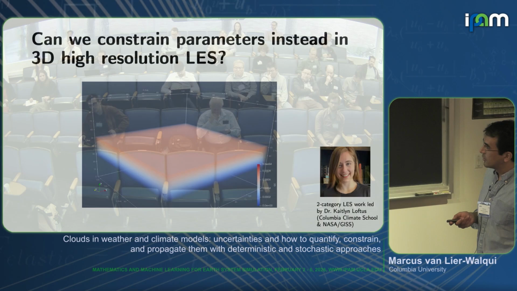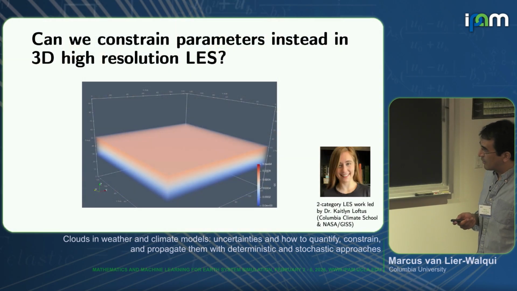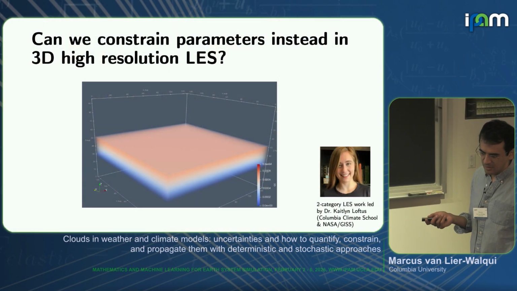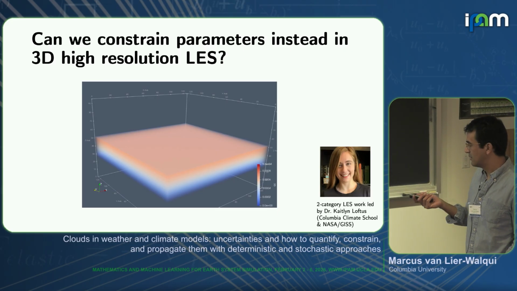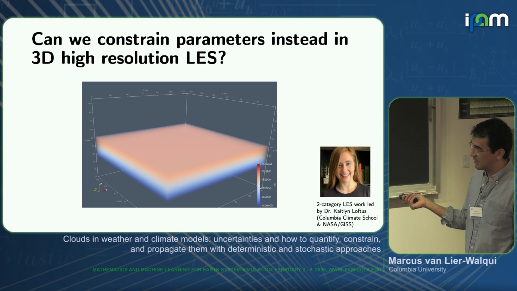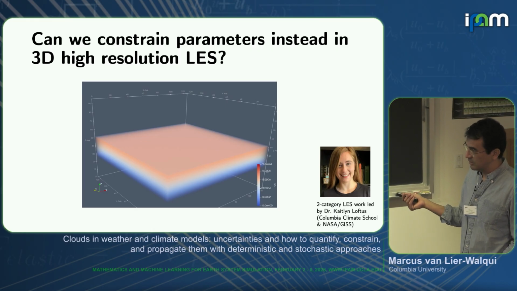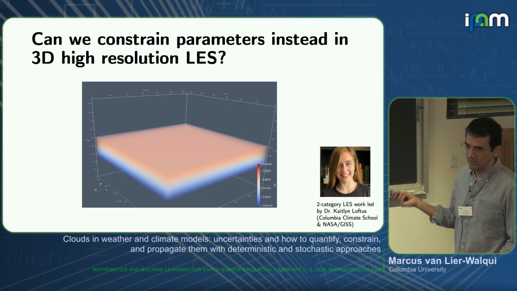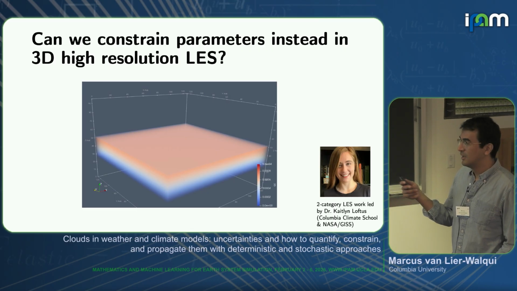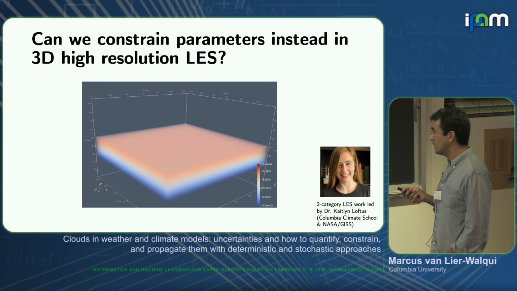Okay, can we constrain parameters instead in 3D high resolution LES, right? So if a 1D model is important, or it's better to do that than to do the offline, then maybe analogously, we really should be looking in 3D, right? Maybe the data that matters in 3D is different than in 1D.